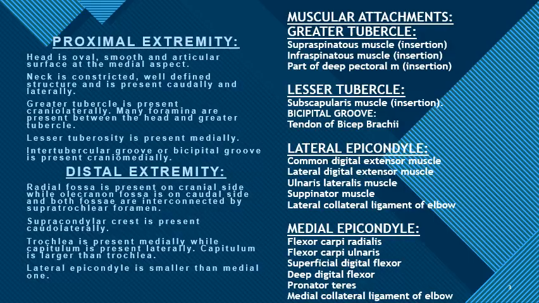If we talk about the muscular attachments of the greater tubercle or tuberosity and lesser tubercle or tuberosity of the humerus, then at the greater tuberosity or lateral tuberosity of humerus, three muscles are inserted. One is the supraspinatus muscle, one is the infraspinatus muscle, and third is part of the deep pectoral muscle. Similarly, at the lesser tubercle, the subscapularis muscle is inserted.